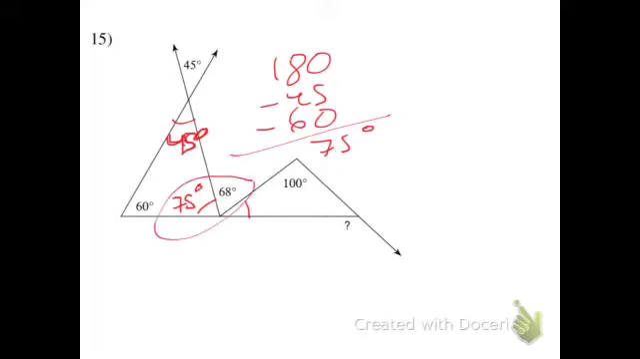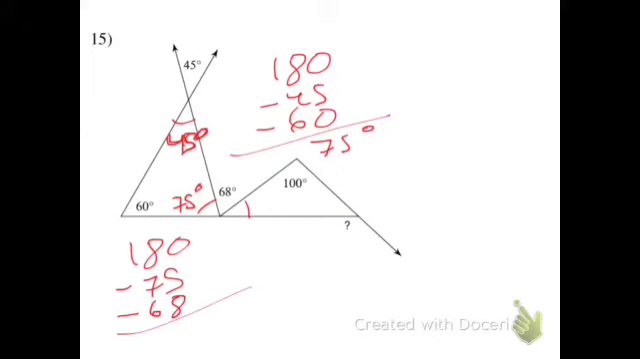And now that I have these two, I can get my missing one there by taking 180 and subtracting off 75, subtracting off 68 degrees, because these three angles have to add up to be 180 because they make a line. So when I take 180 and I subtract off the 75 and subtract off the 68, I'm going to get 37 degrees.